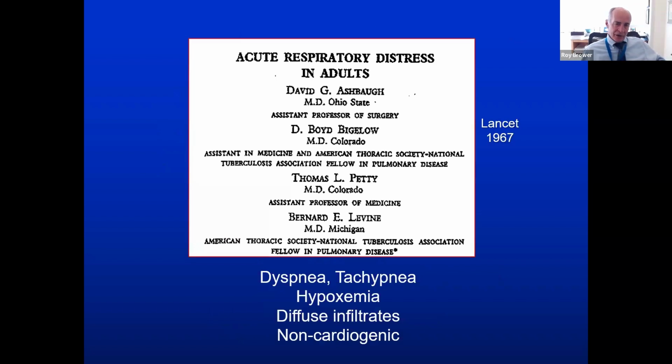This is the title page from the seminal article that appeared in the Lancet in 1967, in which these clinicians primarily described the syndrome of acute respiratory distress in adults, 1967. They had a dozen patients, most of whom with sepsis, some with pneumonia. They all had dyspnea, tachypnea, cyanosis, or hypoxemia. Their radiographs showed opacifications, infiltrates in both lungs, and they had good reason to think that this was a non-cardiogenic syndrome.